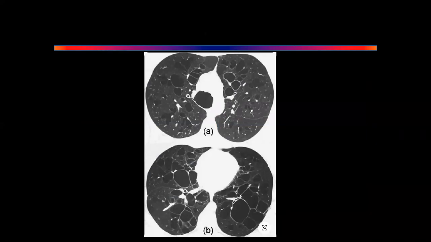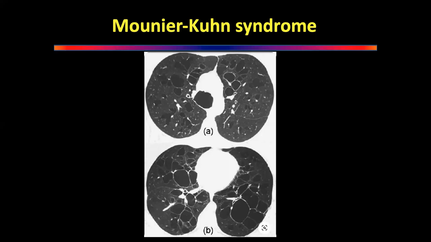What is this? I think look at A rather than B. Look at A. That gives you the clue onto what's happening. And this was covered by Simran in his lecture. When he gave his lecture, he spoke about this syndrome. That's why I put it in. Okay, this is the Mounier-Kuhn syndrome.